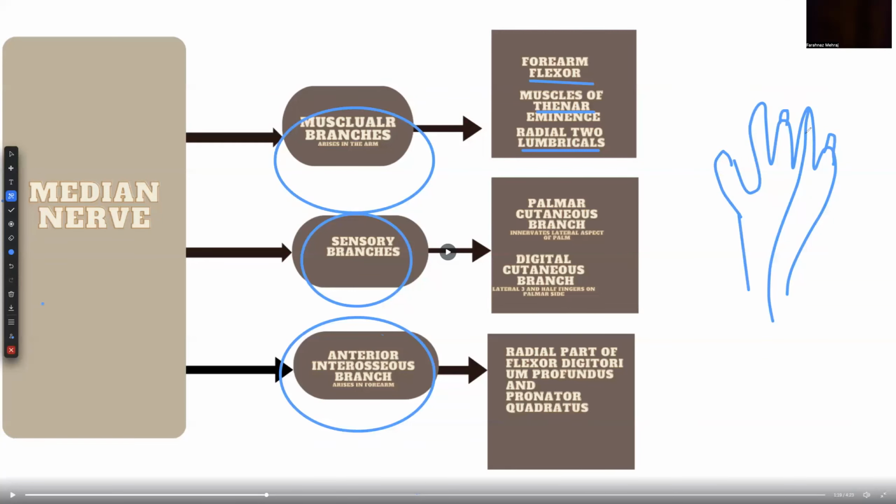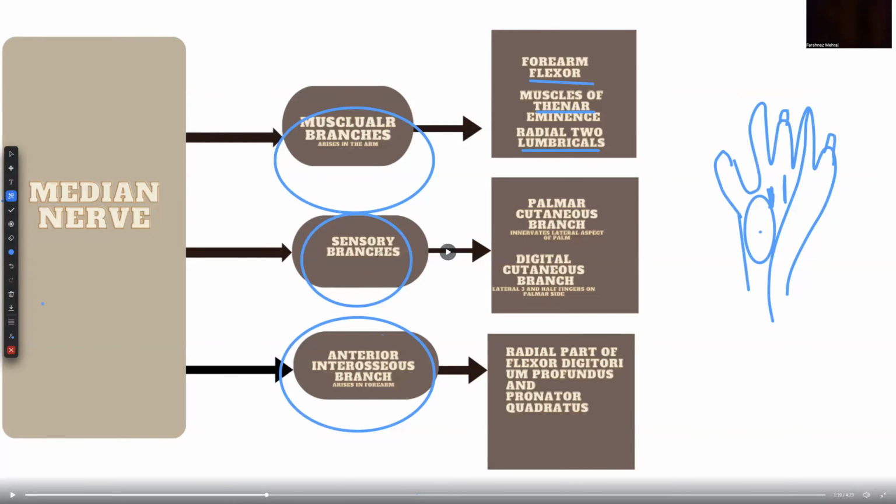And as you can see here, the radial two lumbricals. The lumbricals are usually here. So these are the lumbricals, the radial two that it supplies, and the muscles of the thenar eminence. This is the thenar eminence, and these muscles are also supplied by the median nerve. Okay, so this is about the muscular branches.